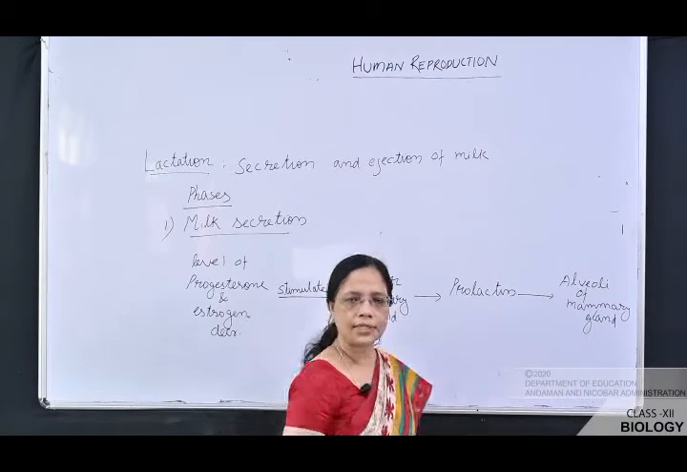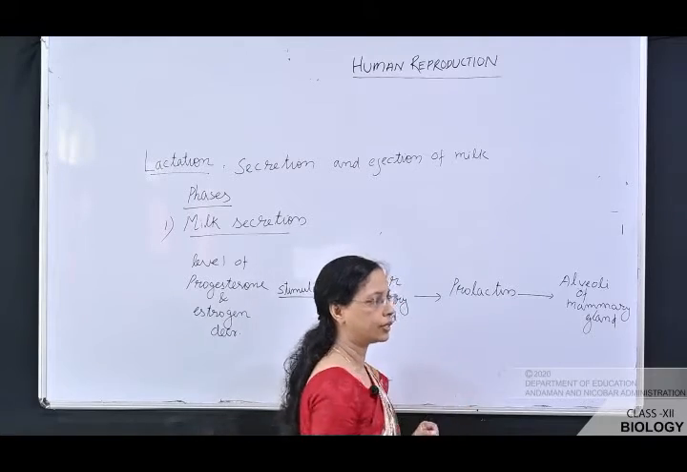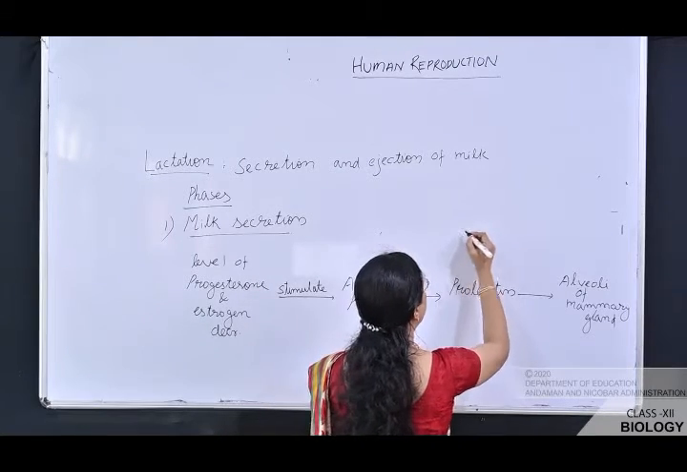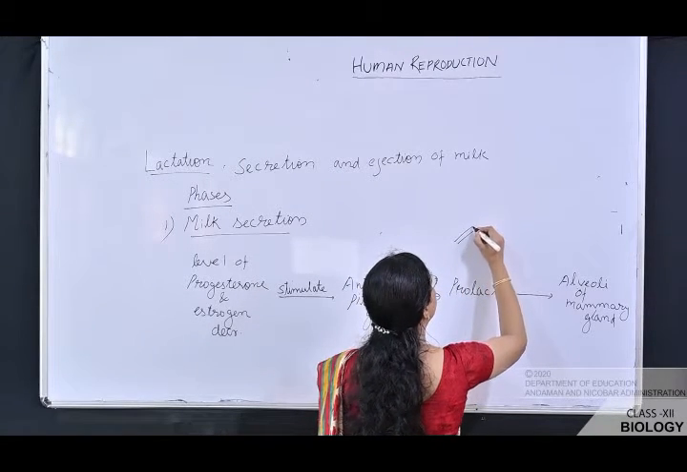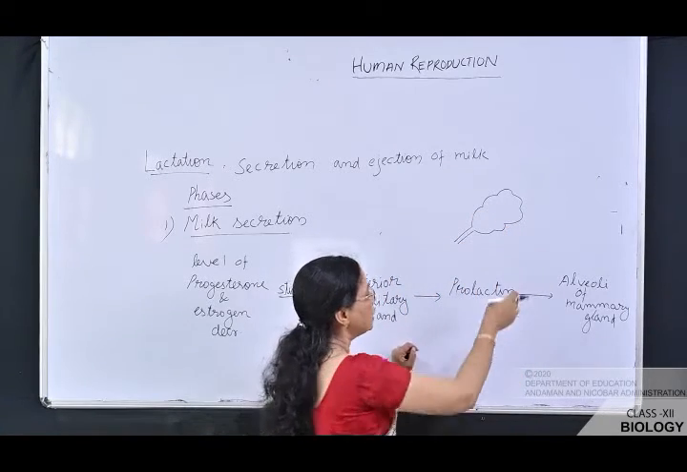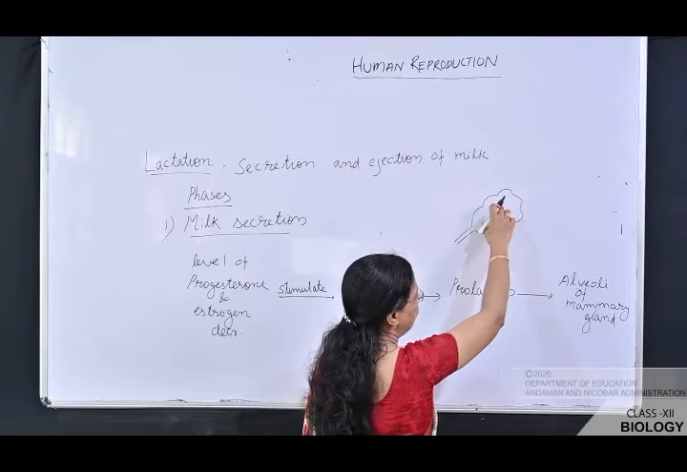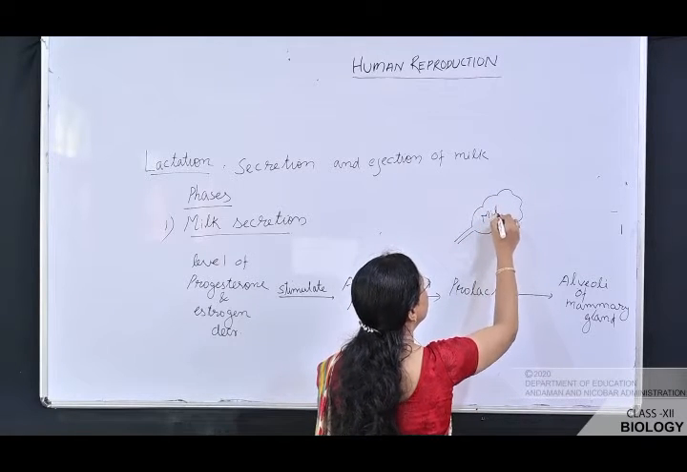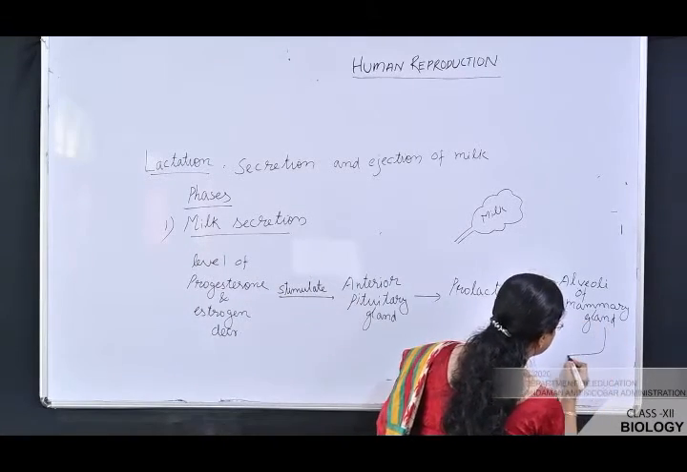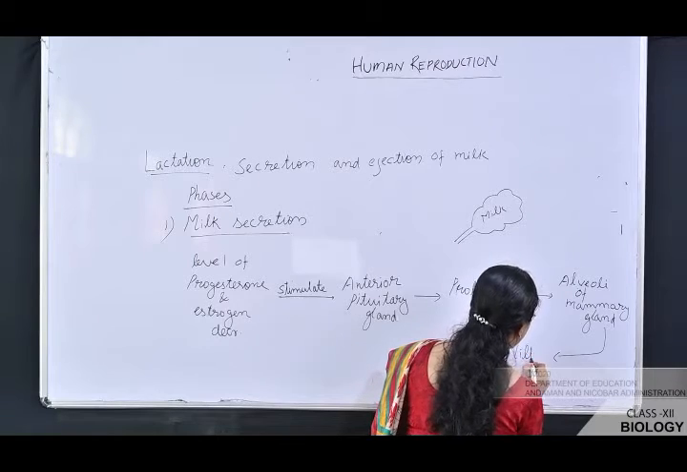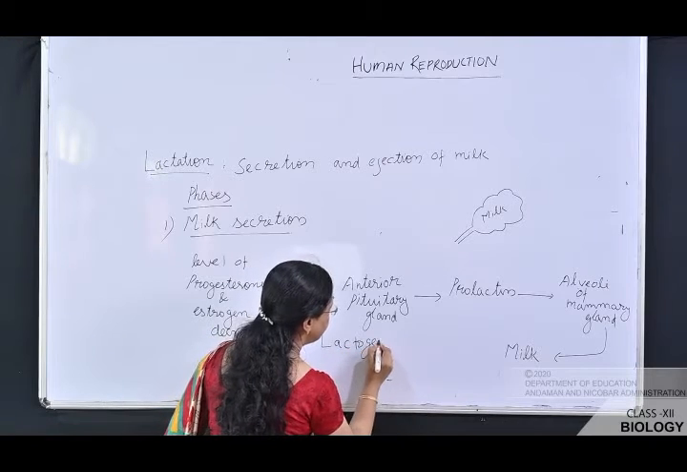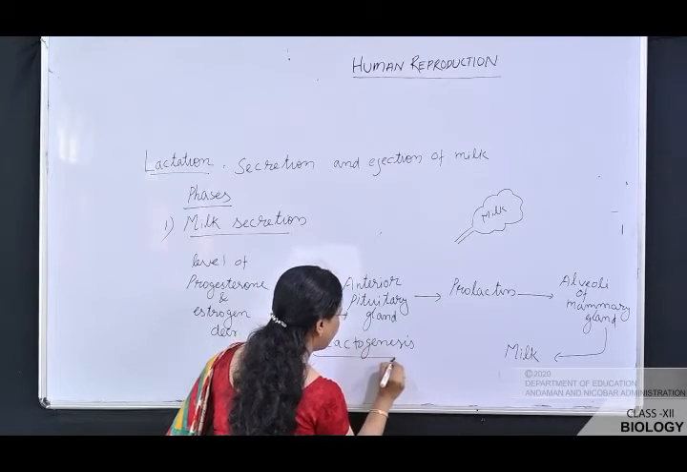So what is alveoli? If you remember, children, when we studied reproduction in females, we studied the mammary gland. Inside the mammary gland, there is a structure known as the alveoli. This is the alveoli. This prolactin stimulates the alveoli and milk is secreted inside this cavity. So the alveoli secrete milk. This process is known as lactogenesis.